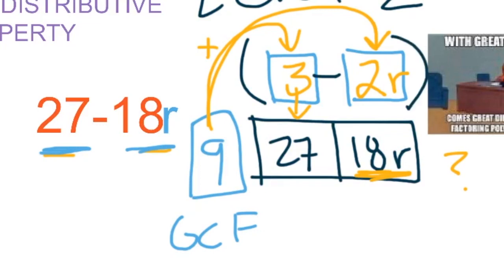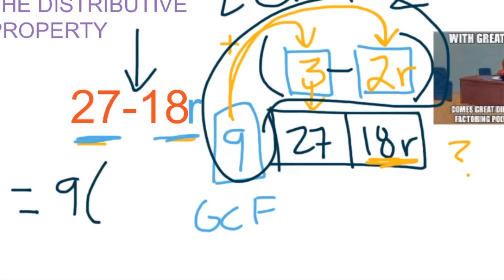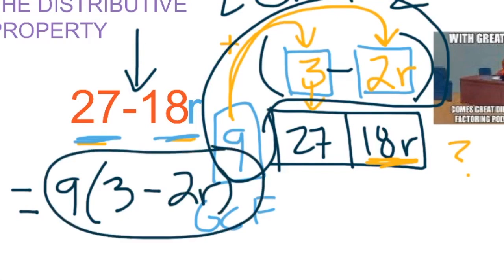3 minus 2r. I use subtraction because it's over there. Times 9. Let's write it underneath the original expression. 9 times a difference of 3 and 2r. All right, nice job.